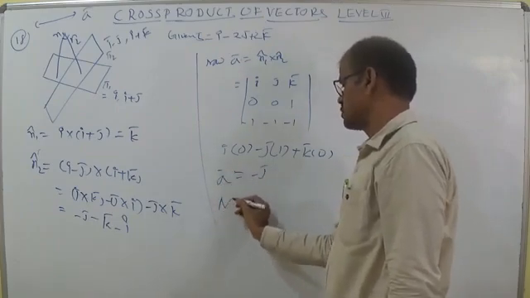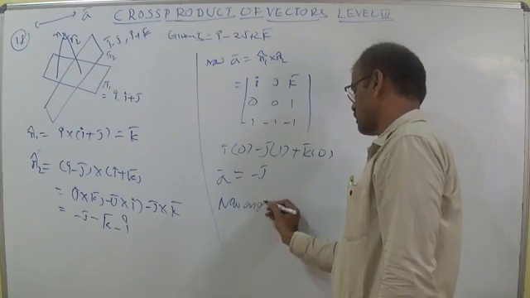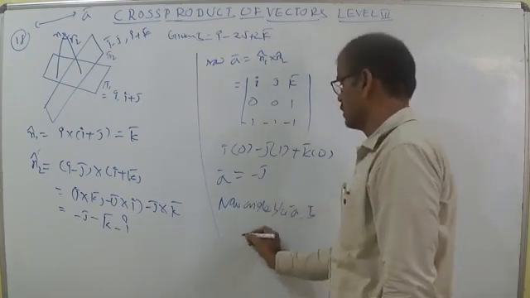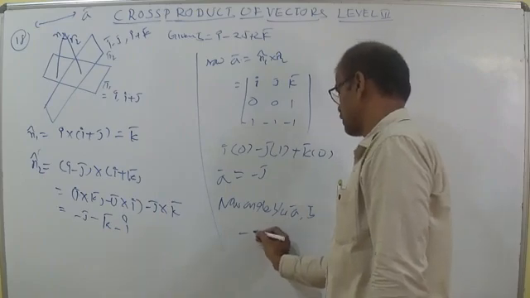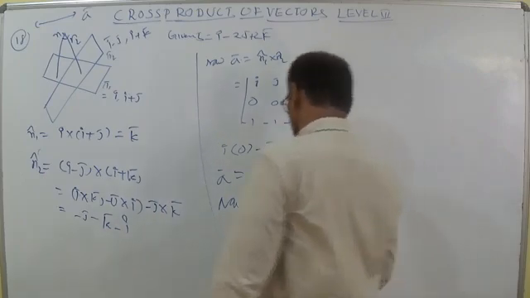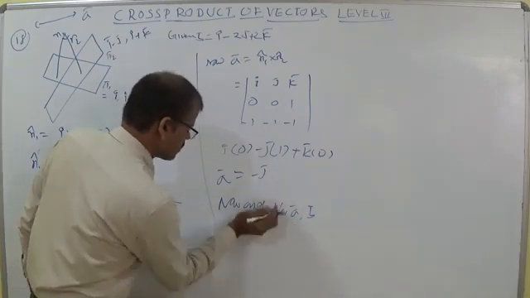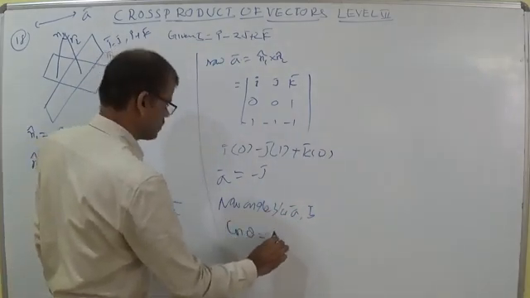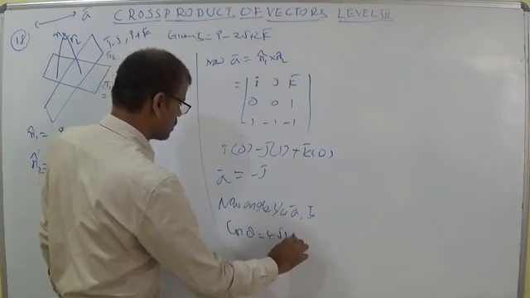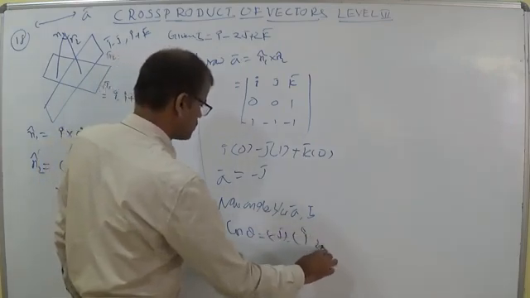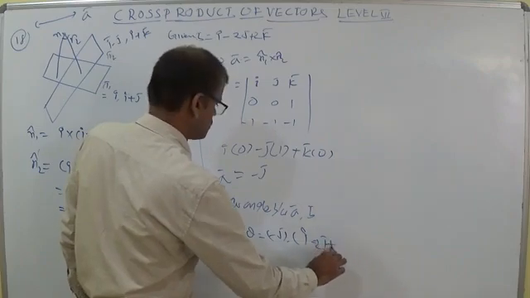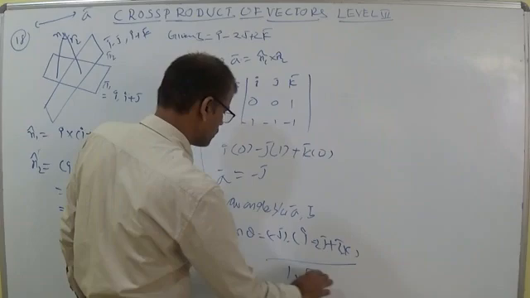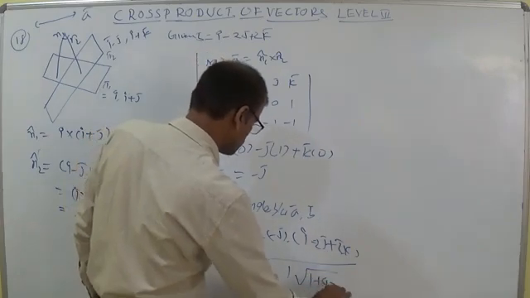Now the angle between A bar and B bar. Multiply A bar and B bar, so minus j bar dot that is equal to cos theta I am getting here. Cos theta is equal to simply minus j bar dot i minus 2j plus 2k, whole by 1 into root of 1 plus 4 plus 4.